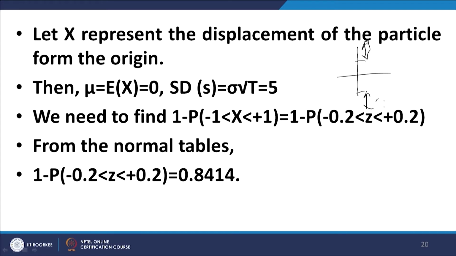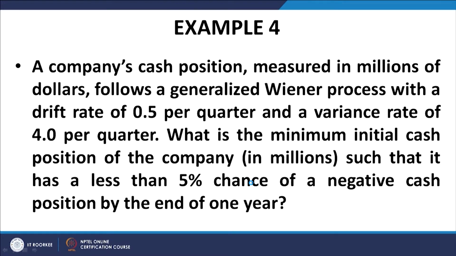So, we want to find out 1 minus the probability that x lies between minus 1 and plus 1. We want that x should not lie between minus 1 and plus 1. Therefore, we want to find 1 minus P(minus 1 less than x less than plus 1). In terms of the standard normal variate, because we have a mean of 0 and a standard deviation of 5, this is equal to 1 minus P(minus 0.2 less than z less than plus 0.2), and when you work it out from the normal distribution tables, it comes out to 0.8414.